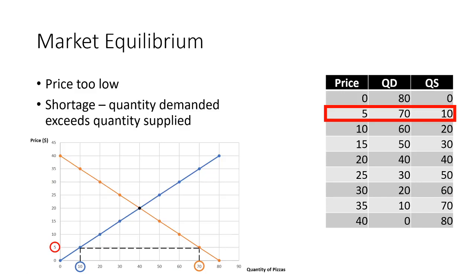What happens if the price is too low? Well, if the price is too low, we'll have the opposite of a surplus. We'll have a shortage. A shortage just means that the quantity demanded exceeds the quantity supplied. So we've set our price too low here, and 70 people want to buy our pizzas, and we only have 10 that we've made. Okay? So we have a shortage of pizza.